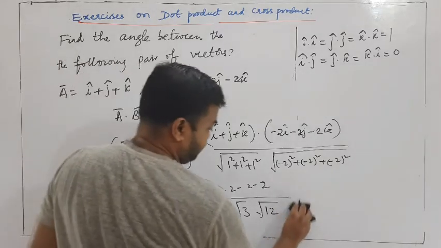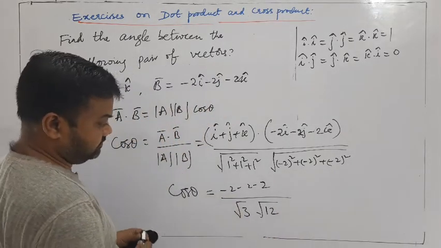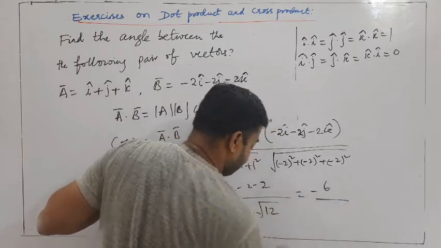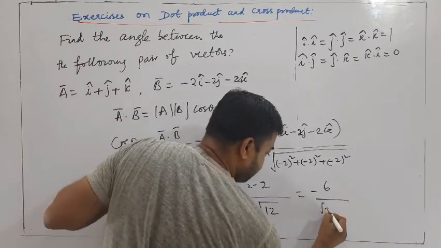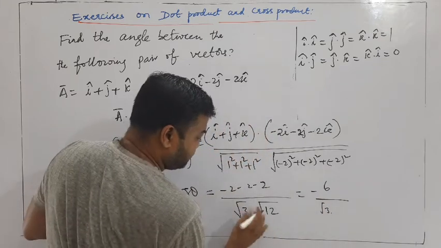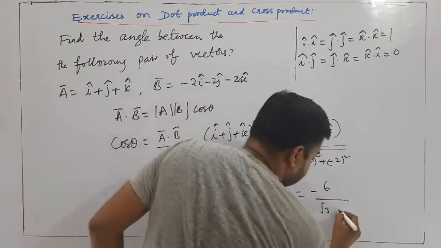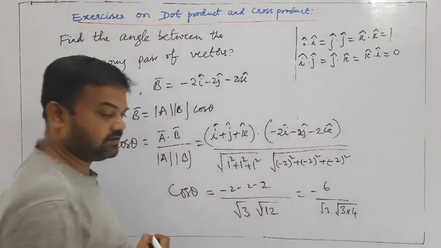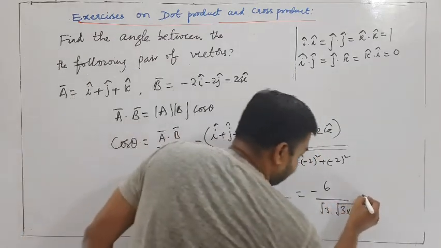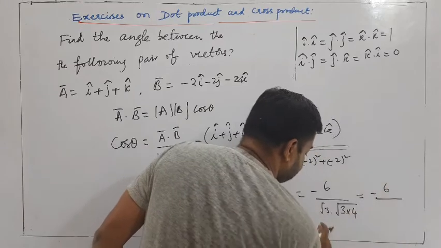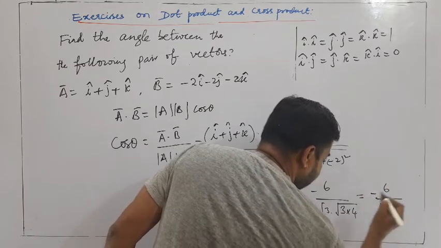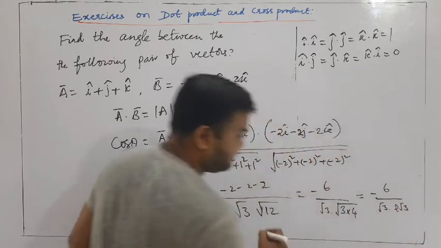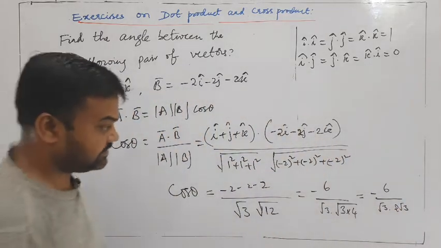Completed. Then what is the value here? Minus 6 by root 3 into root 12. How can we write root 12? Root 12 can be written as root of 3 into 4, that is 2 root 3. Like this we can write.